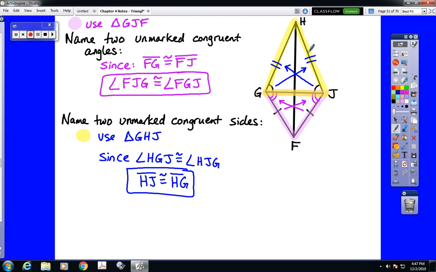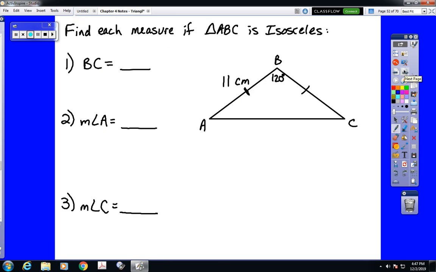Now, the other problem type that you're going to see on your homework is problems where I give you an isosceles triangle and I ask you to find various measures. Now, these vary in level of difficulty, and they vary between isosceles and equilateral triangles. So here we see an isosceles triangle ABC. We know it's isosceles because, one, the directions say if triangle ABC is isosceles.